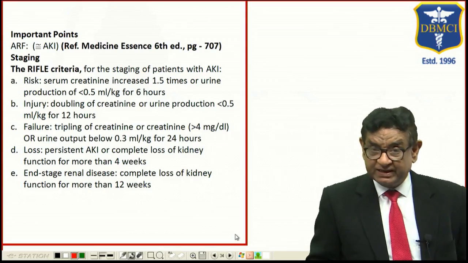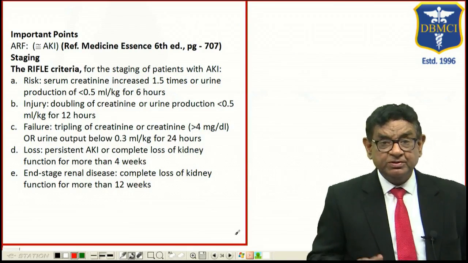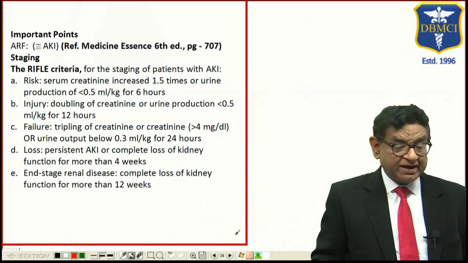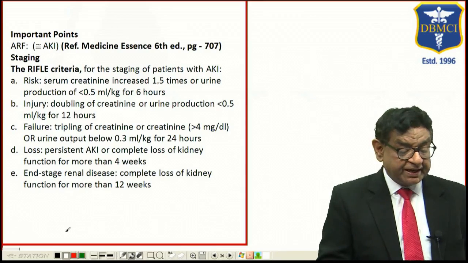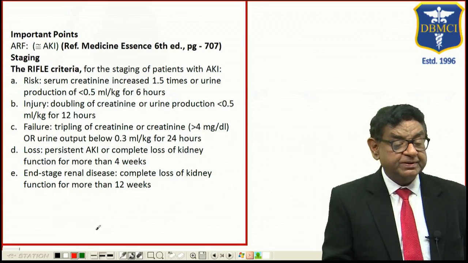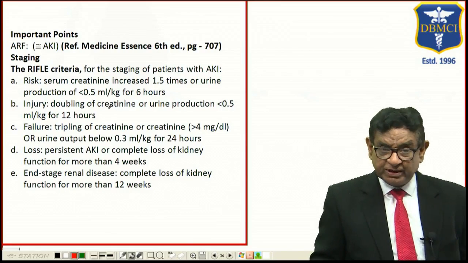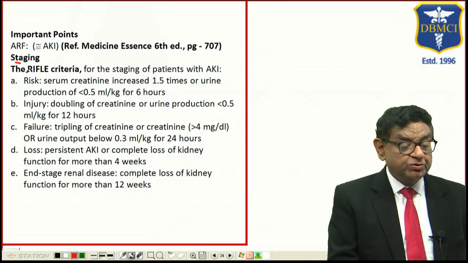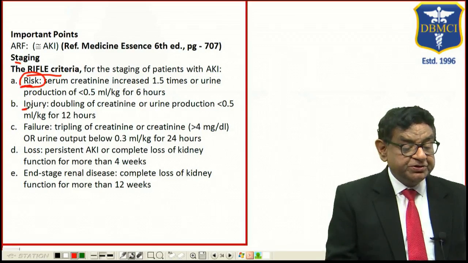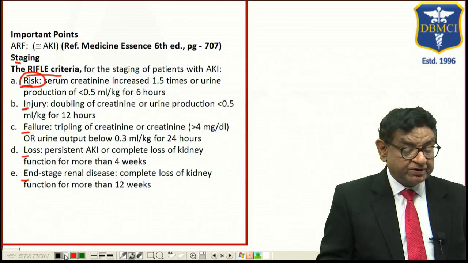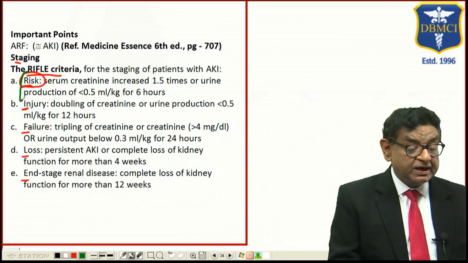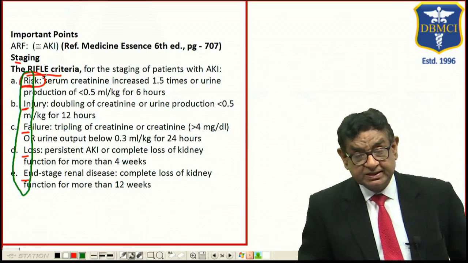Now, of course, I'll discuss staging of RIFLE also. RIFLE, I told you, is a staging criteria. They were the diagnostic criteria. As I told you, ARF, the new name is AKI, acute kidney injury. But still, many books do write about ARF, so I have mentioned both. Staging, as I told you, is the RIFLE criteria. So we have risk, injury, failure, loss, and end-stage renal disease. That's the reason why we call it the RIFLE criteria, R-I-F-L-E. So let us see what the criteria are.